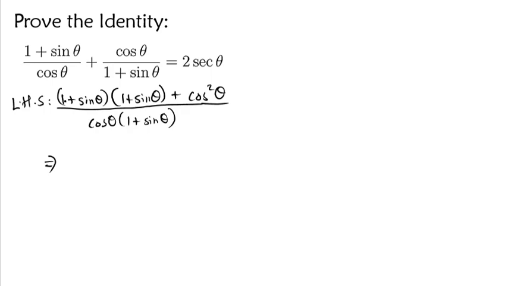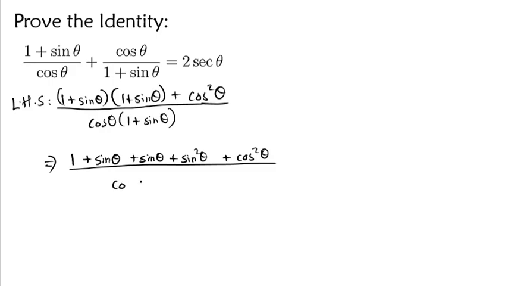Let's expand the two brackets. 1 times 1 is 1. 1 times sine is sine. Sine times 1 is another sine. And sine times sine is sine square. Plus cos square. All this is over cos, then 1 plus sine.